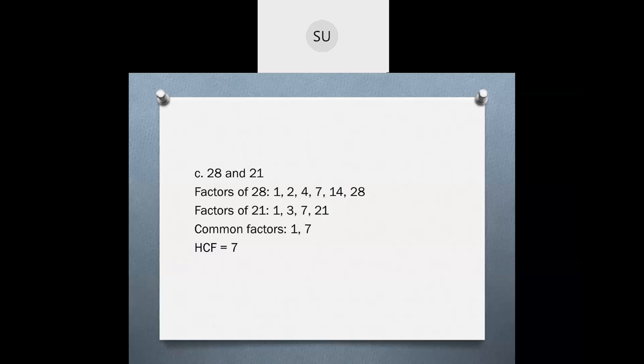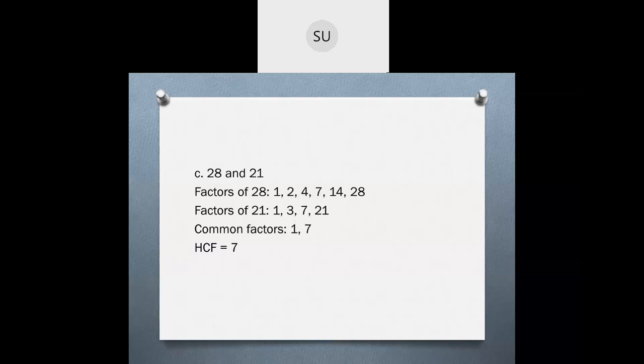C1 is 28 and 21. So first we'll write the factors of 28. Factors of 28 are 1, 2, 4, 7, 14 and 28. Then factors of 21 are 1, 3, 7 and 21.